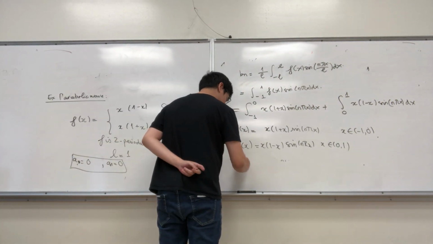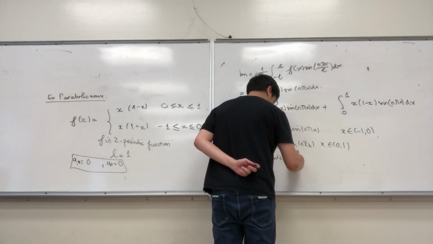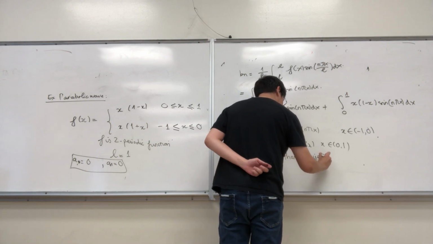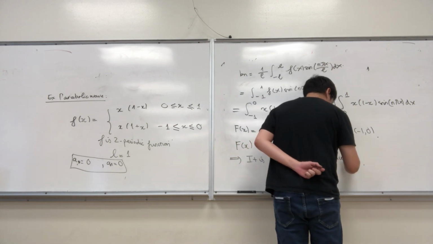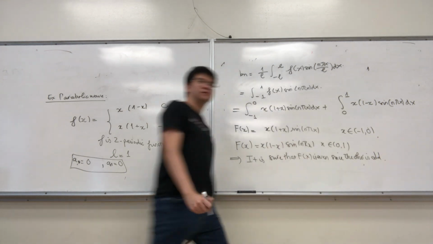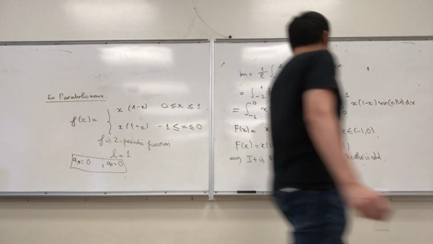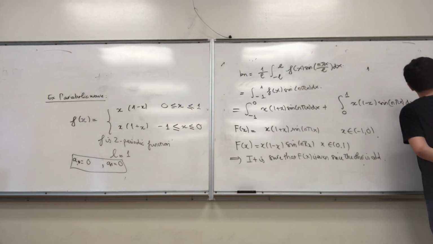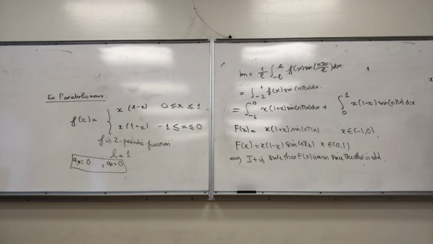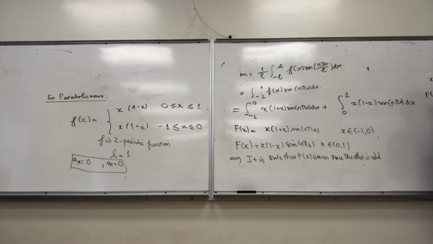So we know it is sure that f(x) is even since the other one is odd. Right? So the other one is odd, this one has to be even. Now let us check. So I'm gonna consider x from 0 to 1. Right? So f(x) will be x, 1 minus x, sine of n pi x.